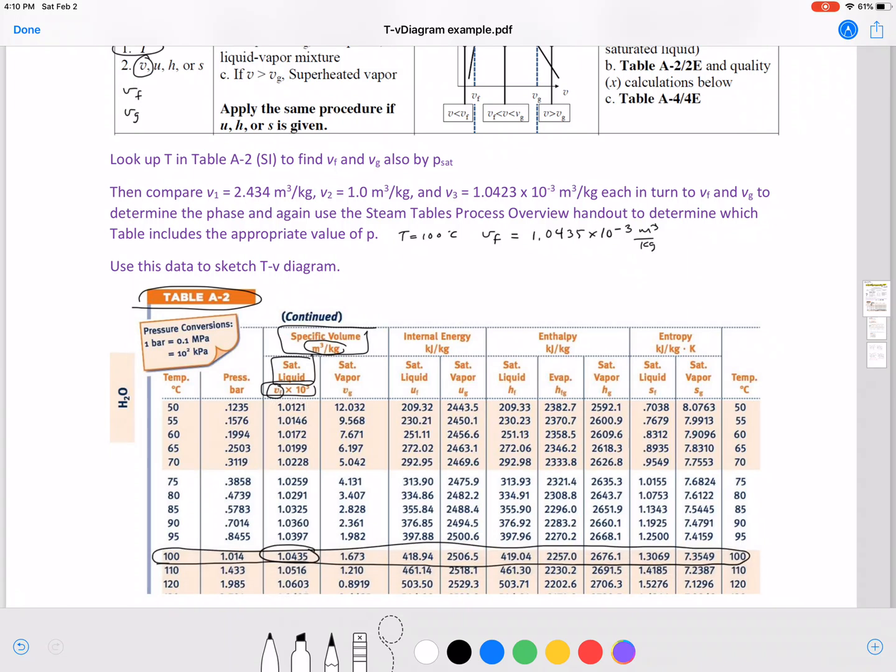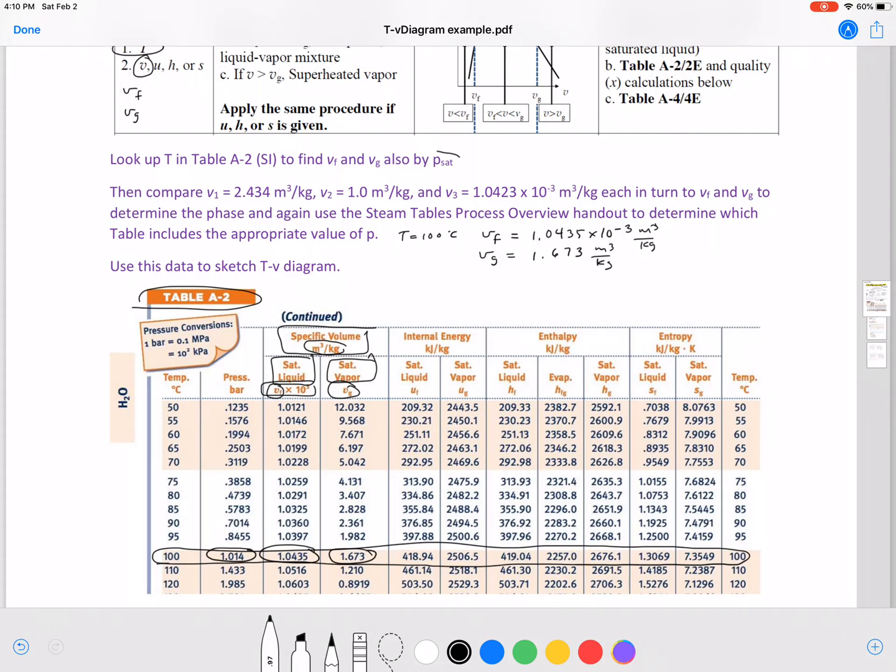And we can see here that we have a value of 1.673 for our saturated vapor, so VG, and this isn't multiplied by anything, so this one is just the value on the table, 1.673 meters cubed per kilogram. And we can also take this value here, this is our saturated pressure.